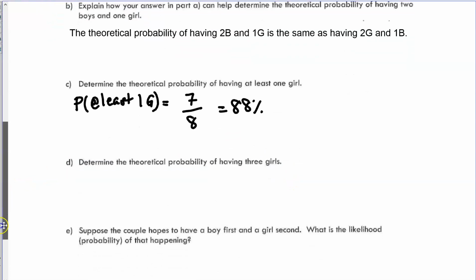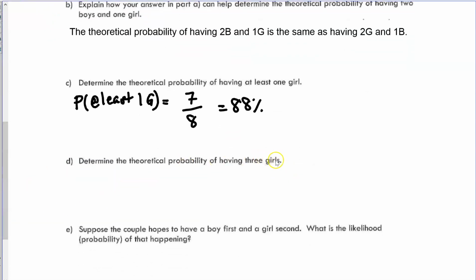Determine the probability, the theoretical probability of having 3 girls. Okay, so probability of 3 girls. There's only one way that can happen out of your total of 8, so that is 13% chance of having all 3 girls.